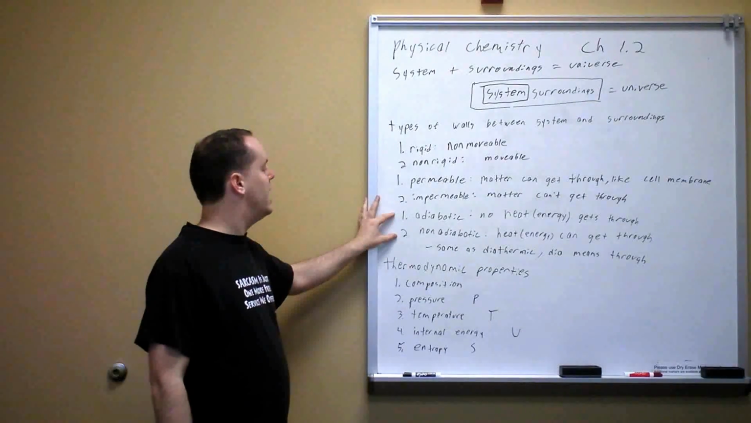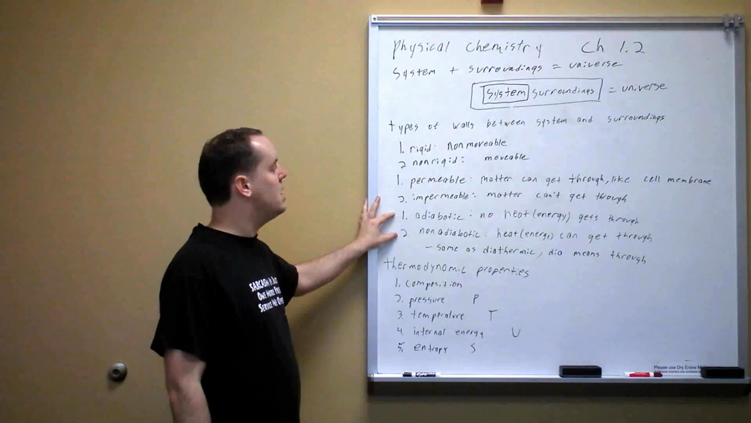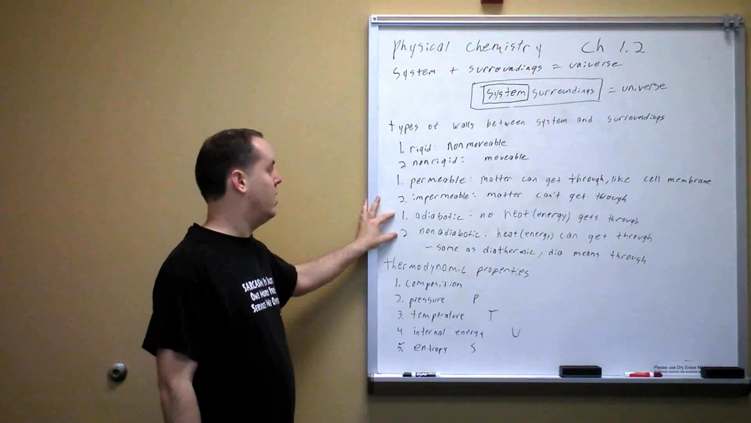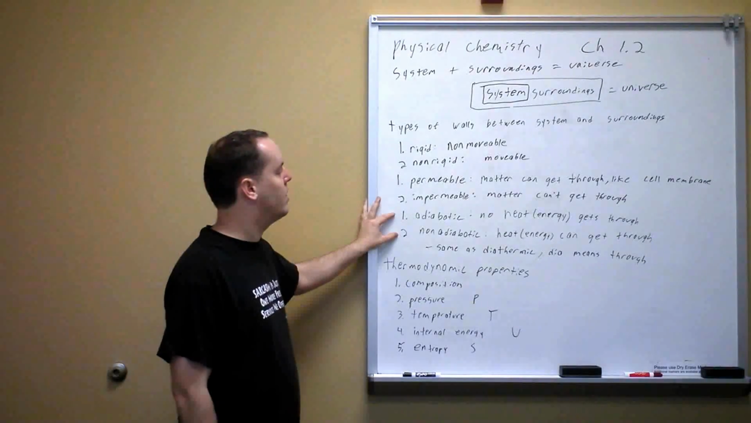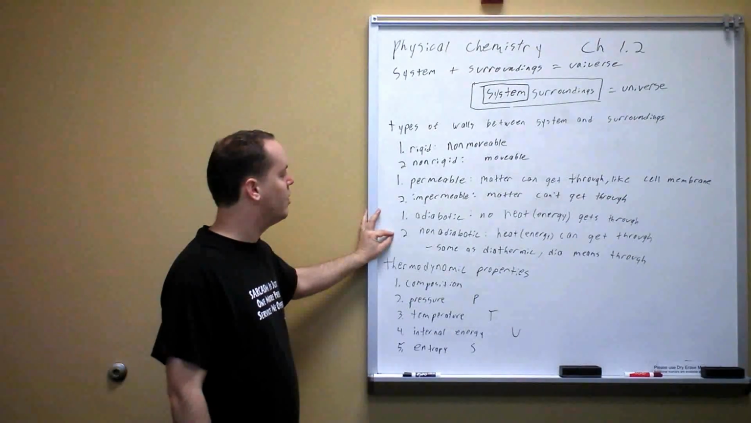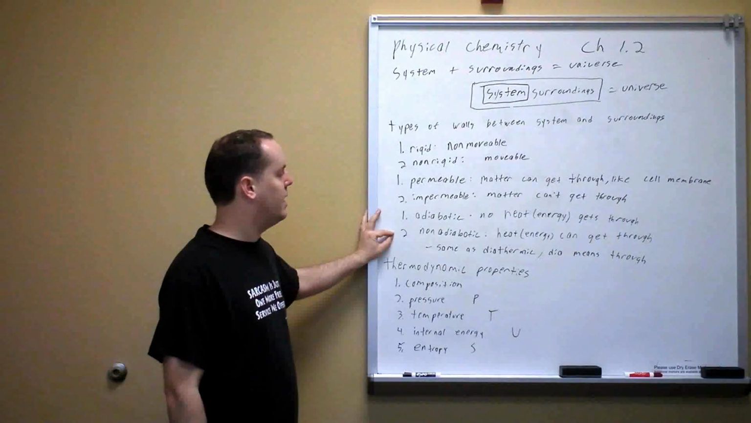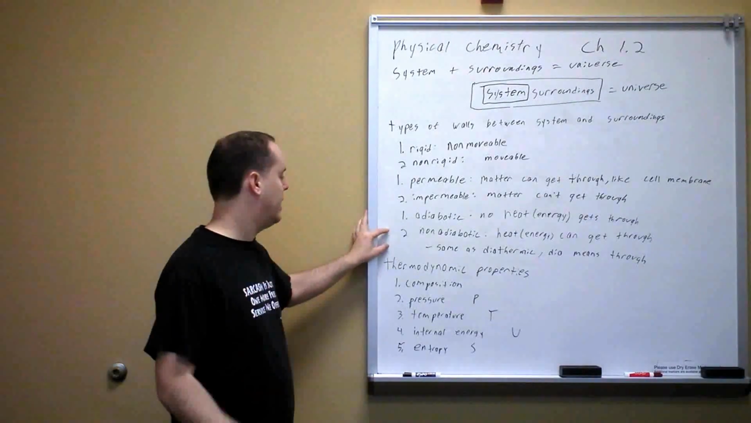Another way to look at it is adiabatic versus non-adiabatic. Adiabatic means that heat can't get through, energy can't get through. Non-adiabatic, also known as diathermic, means that heat can get through. Dia means through, like dilate.